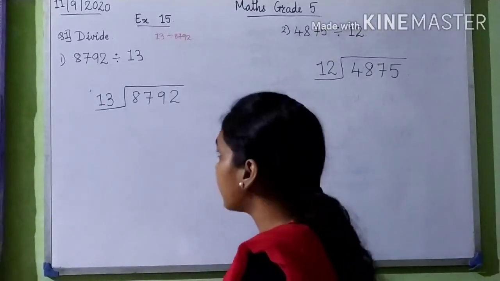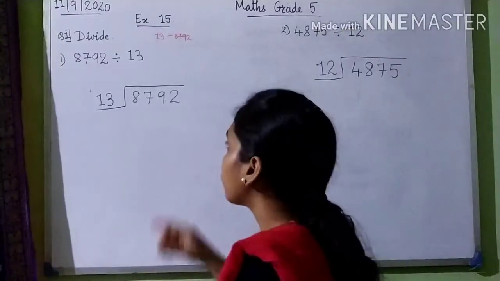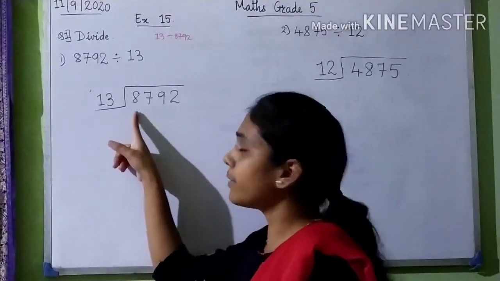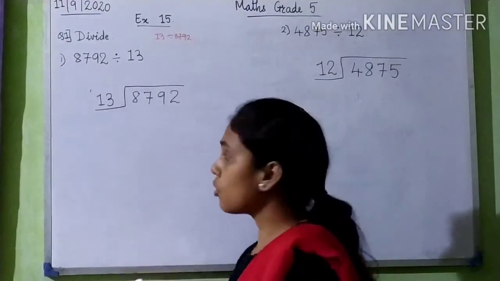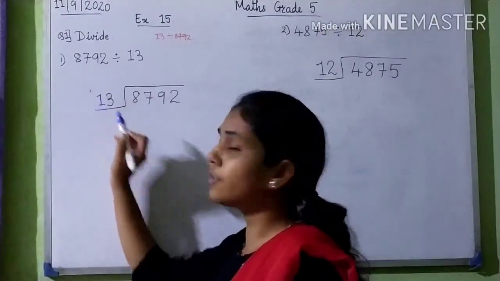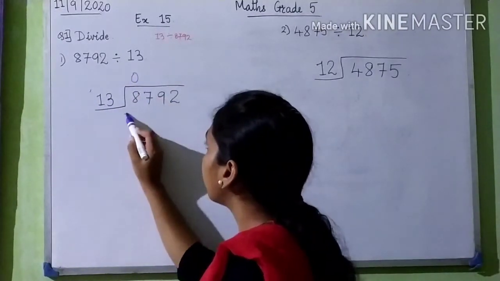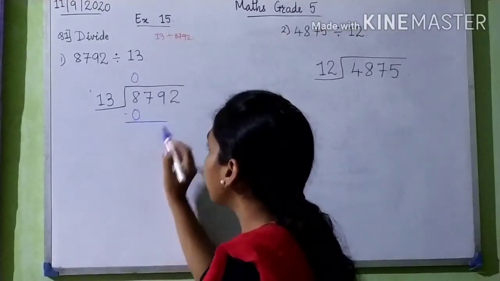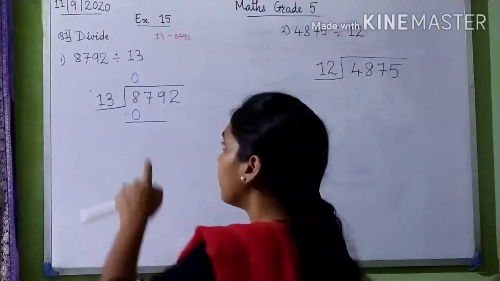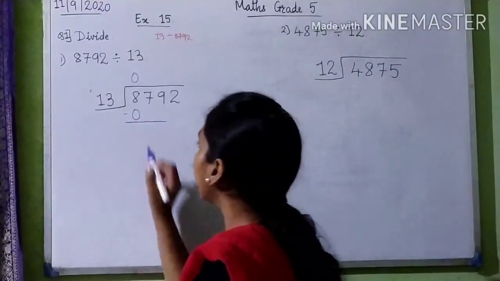By 1 digit, the first number is 8 here. Does 8 go in the 13 table? No, it obviously won't go, because 8 is lesser than 13. If any number is not getting divided by 13, we write 0. 13 multiplied by 0 will give me 0. So I have to subtract this 0 from the first number 8. 8 minus 0 is 8.